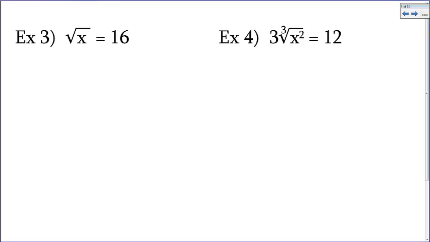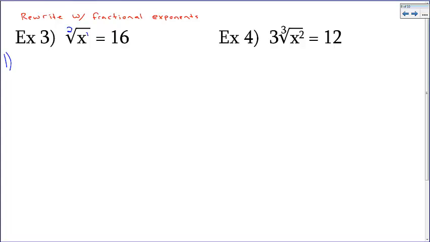In examples 3 and 4, we have a starting value that is in radical notation. To solve these equations, we can convert the expression to have fractional exponents and then solve as we have from there. In example 3, we start by converting to a fractional exponent.